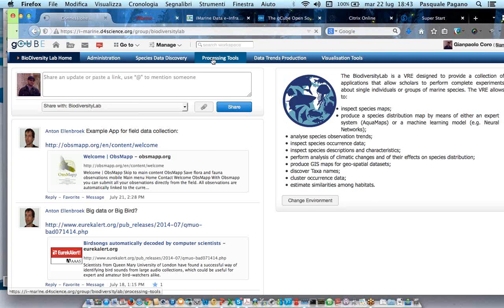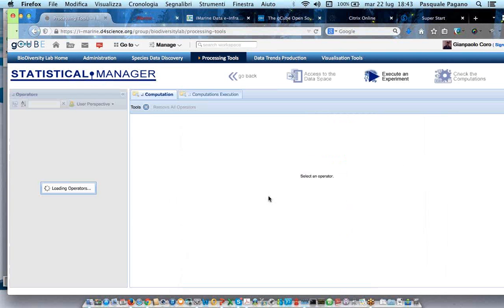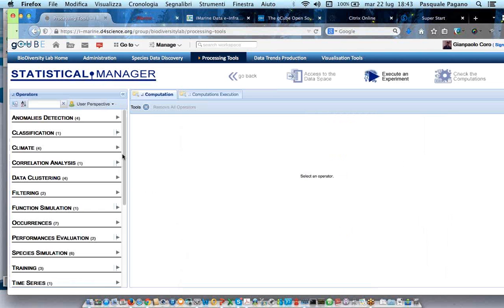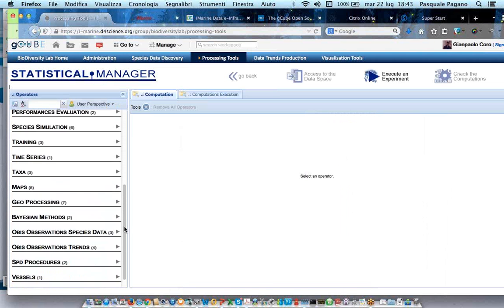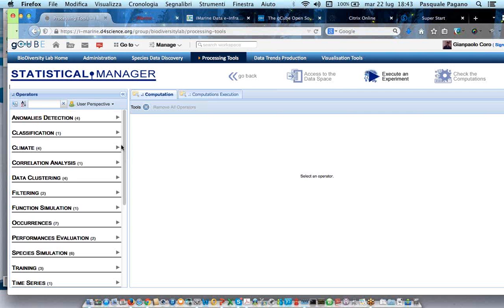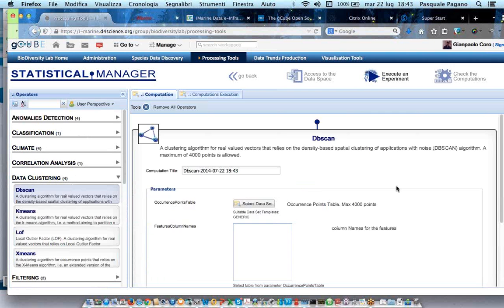Among these you have the processing tools, which hosts many of our facilities for data processing. For example, here you have the list of the algorithms that we host, which are categorized. So for example, you can have details about data clustering facilities.